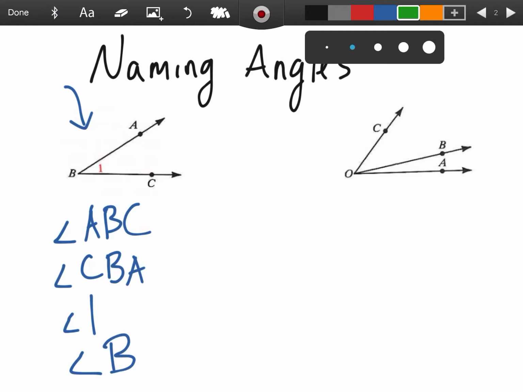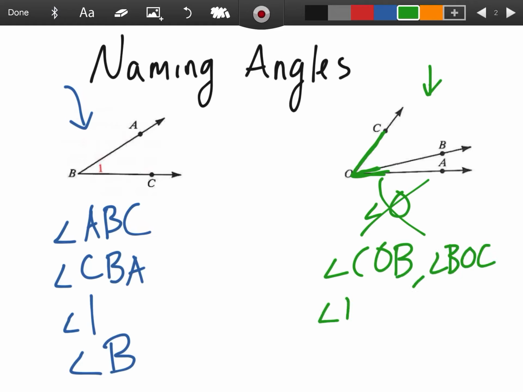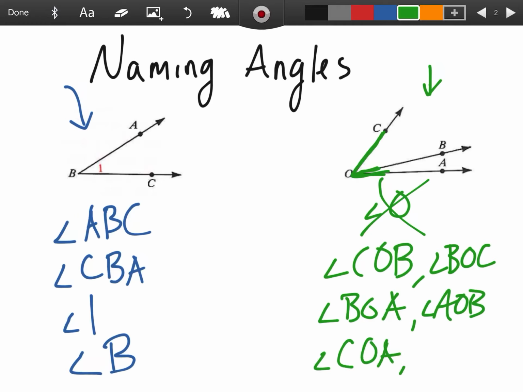However, over here, I can see that I clearly have multiple angles. So I can't call any of these angle O, because if you just say angle O, then I have no idea which one you're talking about. O is the vertex for 3 different angles. It's the vertex for COB, COA, and BOA. So angle O would not work over here. You would have to say angle COB or BOC, that's the same exact thing. I have angle BOA, or angle AOB, the same exact thing. Or you could say angle COA or angle AOC, which is the same exact thing.